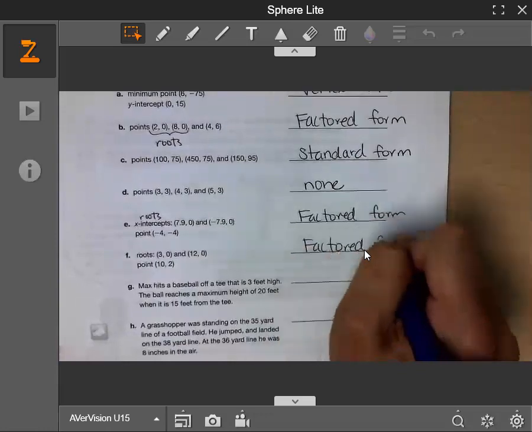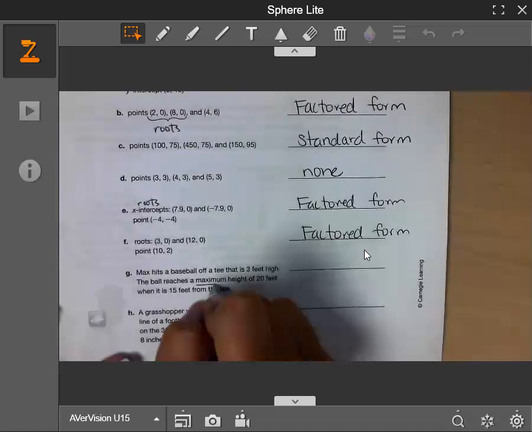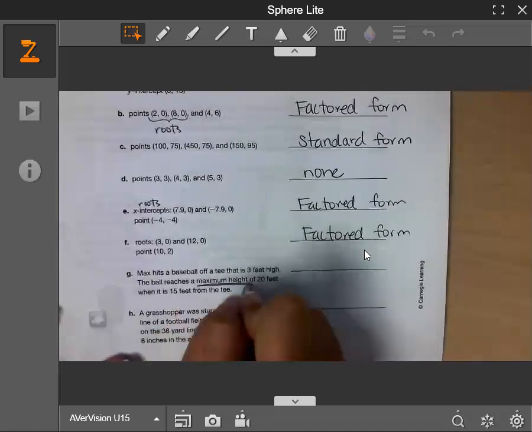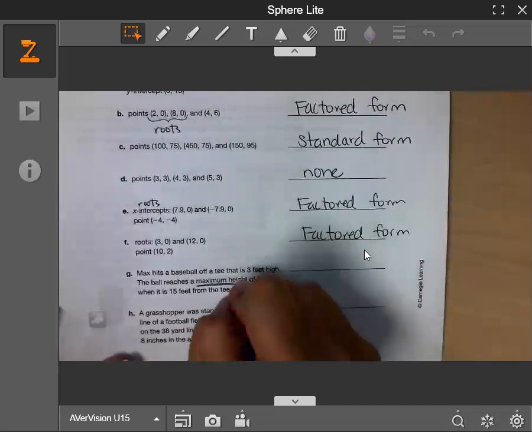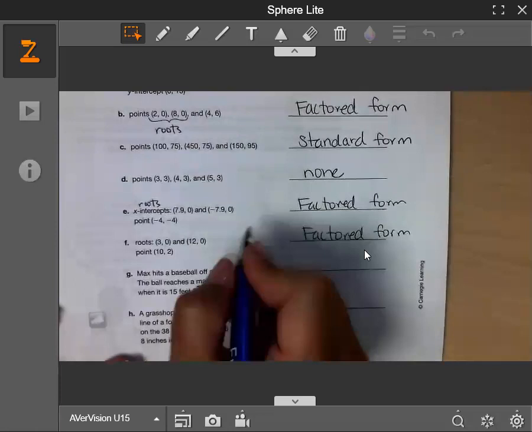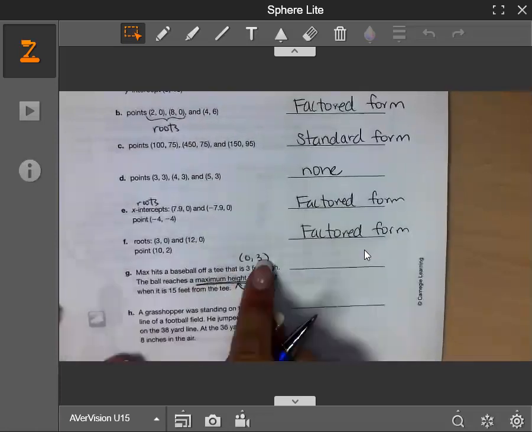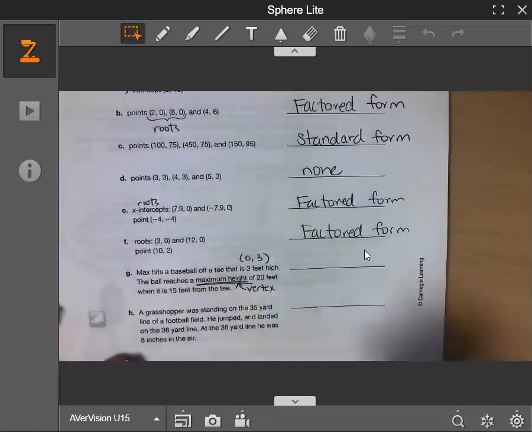Now we'll look at some quick application problems just so we can determine from that. It says Max hits a baseball off a tee that is 3 feet high. The ball reaches a maximum height of 20 feet when it is 15 feet from the tee. So there's different information you're going to want to think through here. The easiest one to point out: anytime they're telling you a maximum height or a minimum height, you know that's the vertex. So they have given us a vertex. By telling us the tee is 3 feet high, they're giving us the y-intercept of (0, 3), because that's where it started. But since they give us the vertex, vertex form is definitely the best one.